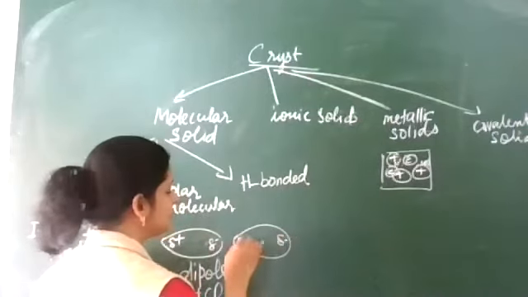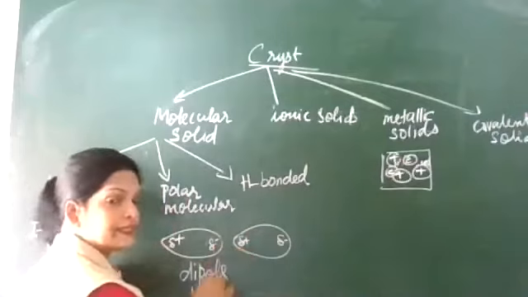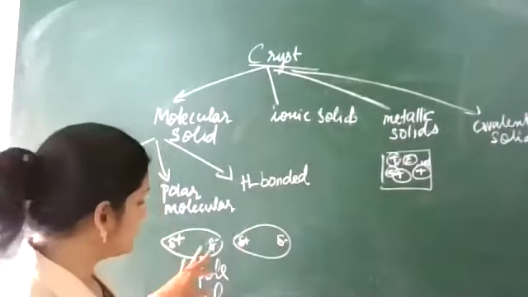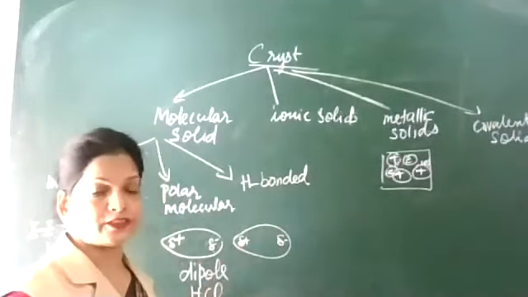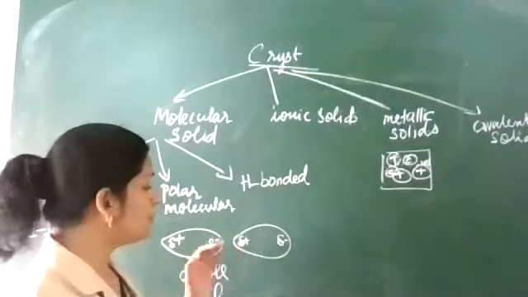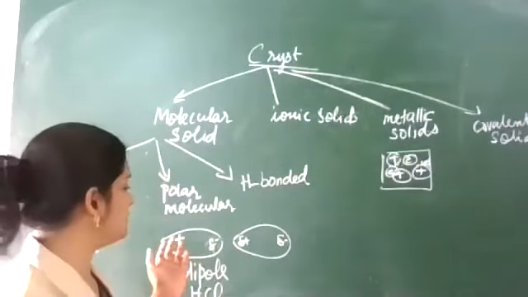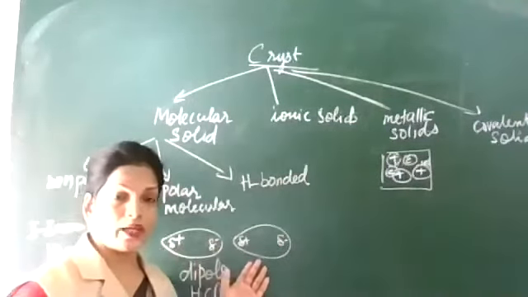So delta negative, delta positive. Between this delta positive and delta negative, interaction is there, attractive forces are there. We call the attractive force as dipole-dipole interaction. So what is the force of interaction between the molecules of polar molecular solid?